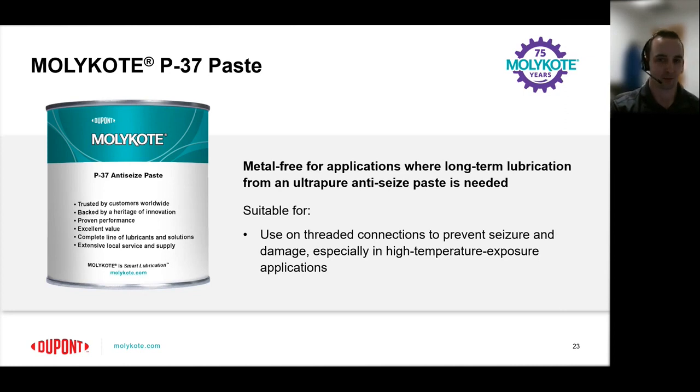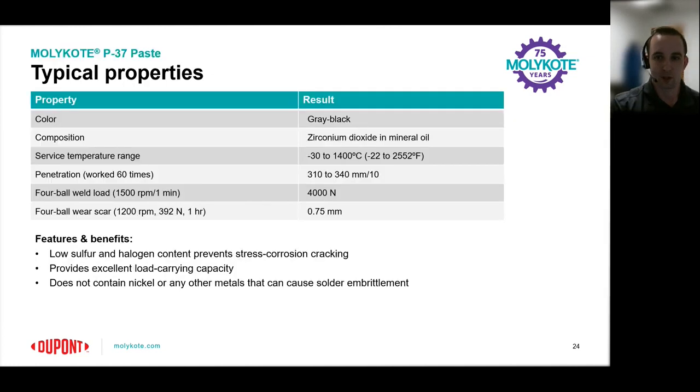The P37 is also ideal for threaded connections. The typical properties for P37 can be seen here. This paste utilizes zirconium dioxide, which is one of the white solids that we previously discussed. Things that make P37 special is it contains a low halogen and sulfur content, which helps reduce hydrogen embrittlement and stress corrosion cracking in stainless steel and other highly alloyed steels. These are the type of substrates that have small grain and tight grain boundaries. It also has great load carrying and contains no nickel or other metals that may contribute to solder embrittlement.